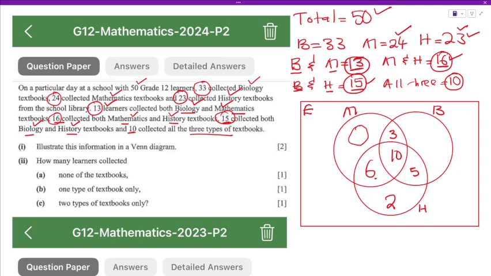So I'm going to say 6 plus 10 is 16, plus 3 is 19. Then I take away from the total for the set, which is 24. So 24 minus 19 will give me a 5. So I put the 5 there. Okay, and you are done.